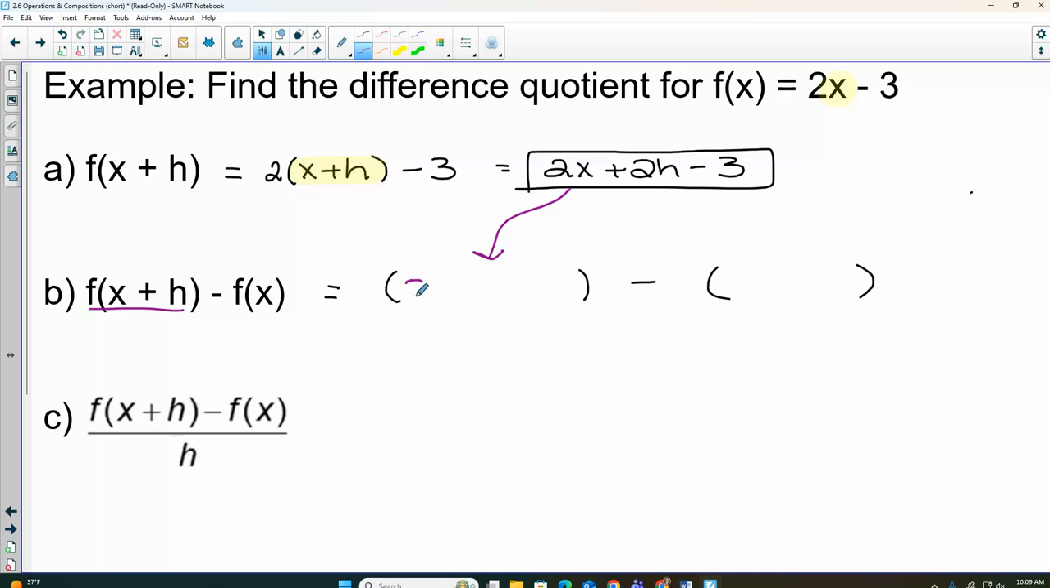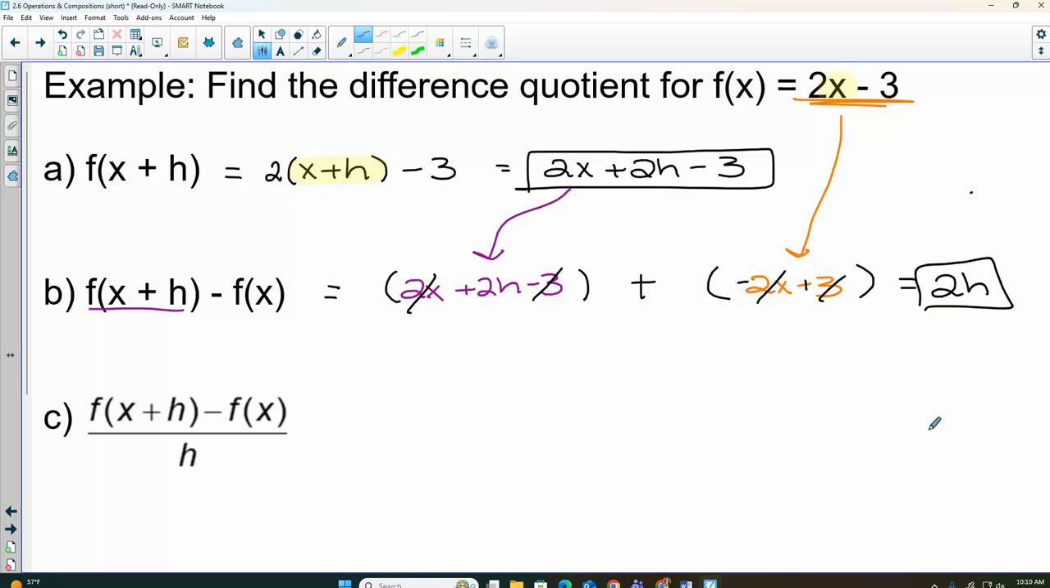I'm just asking you to use the answer we just got. Minus, what is f of x? Yeah, the original. If there's a negative, so we're subtracting, we change it to a plus, distribute our negative. And now, that's really nice because 2x and negative 2x cancel. Negative 3 and positive 3 cancel. So I just get 2h.